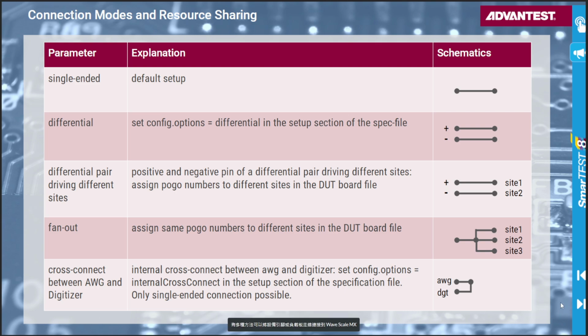There are different ways to connect device pins or load board traces to the WaveScaleMX AWG instrument. They can be as simple as a single-ended connection or as resourceful as using both positive and negative legs of the AWG output to drive the device. Note that in this case, the signals on the positive and negative legs will be 180 degrees out of phase with each other. As long as this does not adversely impact the application, it is a suitable approach.